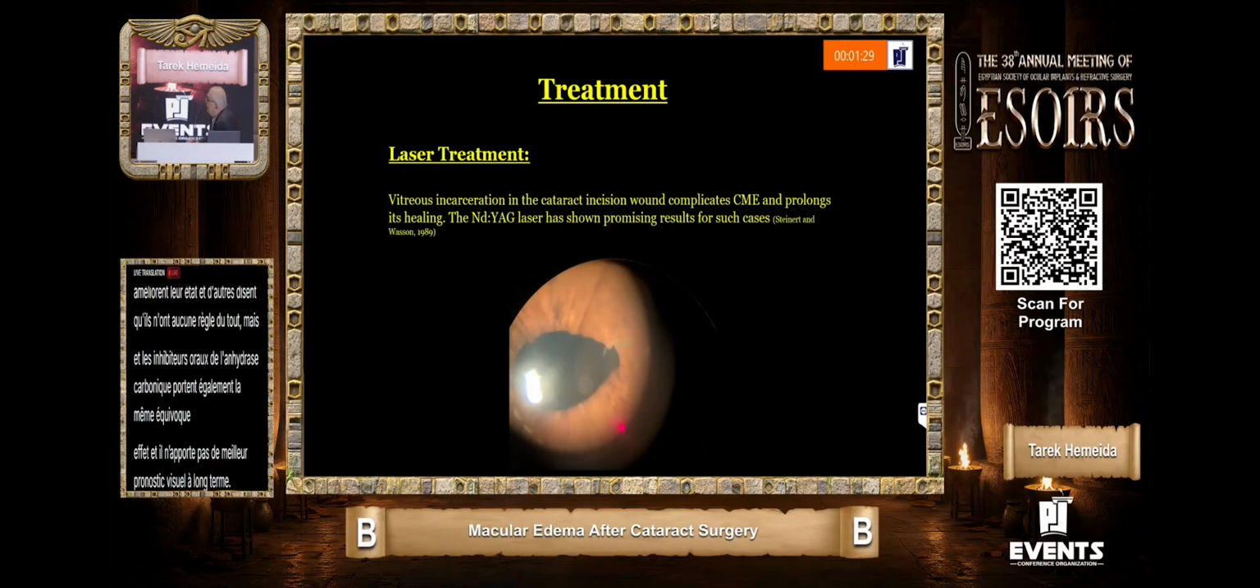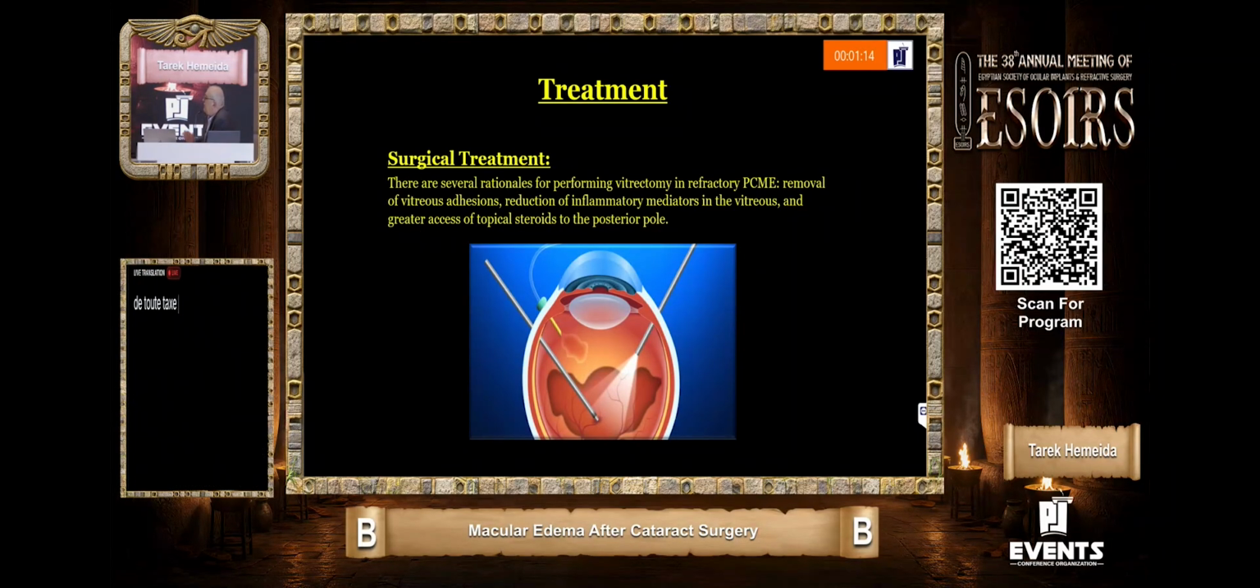Important issue: if you find vitreous stuck into the wound, please try to cut it with YAG laser, leaving the anterior chamber free from any vitreous tags. And lastly, in very resistant cases, we resort to surgical treatment with pars plana vitrectomy.